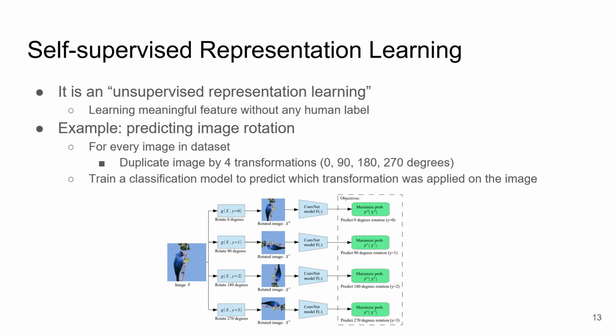Okay, for example, predicting image rotation. For every image in the dataset, we can duplicate every image by 4 transformations, like 0, 90, 180, and 270 degrees. Like in this figure, for any image, we can produce a 0-degree image, a 90-degree image, a 180-degree image, and a 270-degree image. And because we know what rotation degree was applied on this image, we can give every image a label. Let's say for 0 degree Y is 0, for 90 degree Y is 1, and Y is 2, Y is 3.